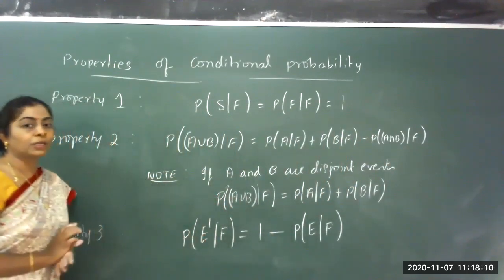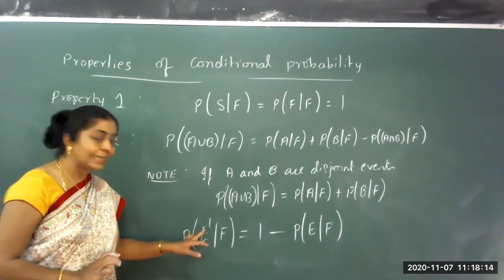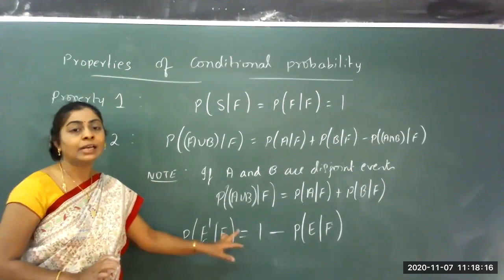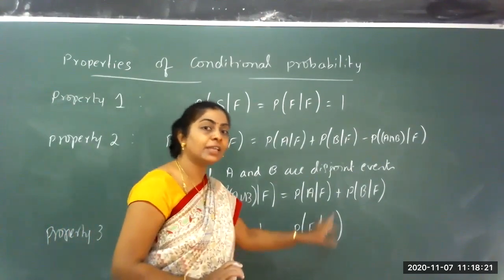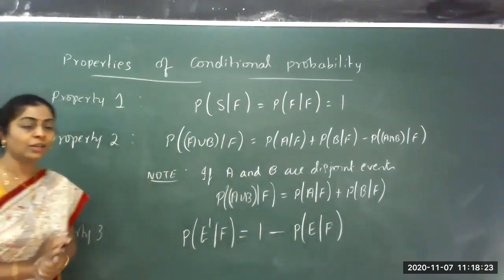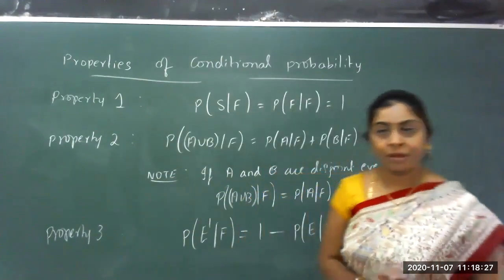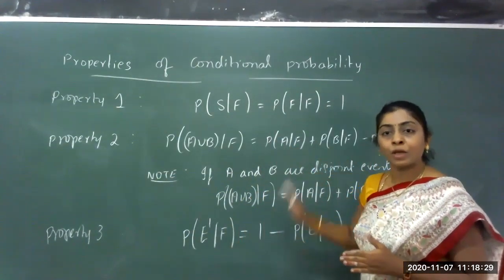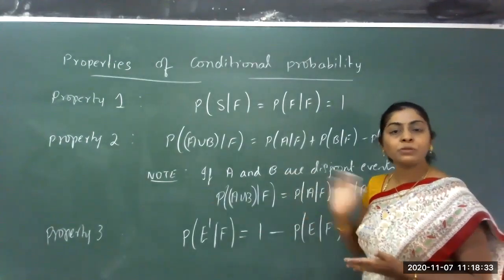The third property: the conditional probability of the complement E dash when F has occurred is equal to 1 minus the conditional probability of the event E when F has occurred. So these are the three properties of conditional probability. We have proved all three. Go through this practice. We will be using them in the relevant problems where required.